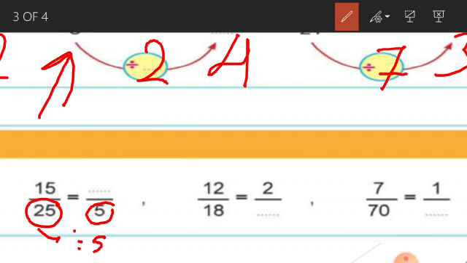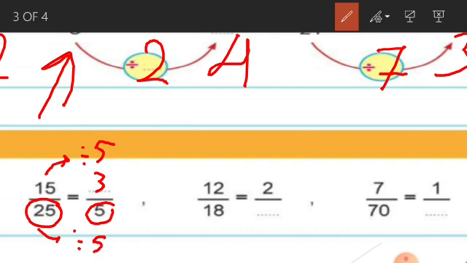Whatever I do to the bottom, I have got to do to the top. 15 divided by what? 3. The same number, the same factor. The common factor between 15 and 25 is 5. يبقى divided by 5. 15 divided 5 equal 3. يبقى 15 over 25 equal 3 fifths. 3 fifths or 3 over 5.